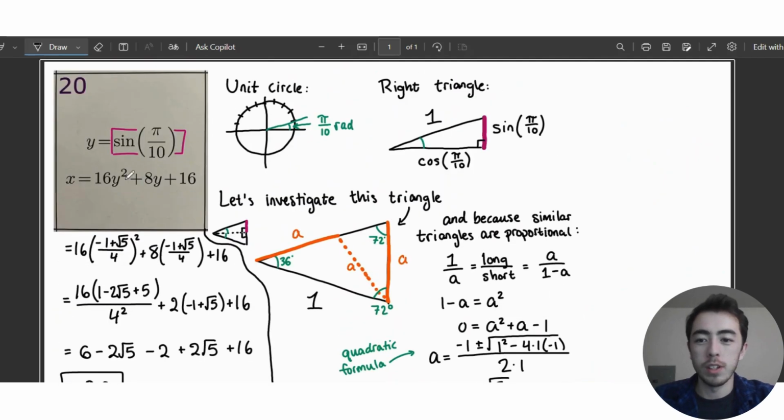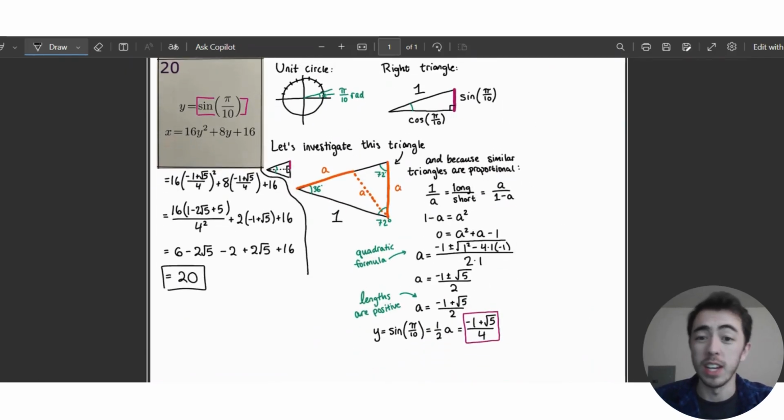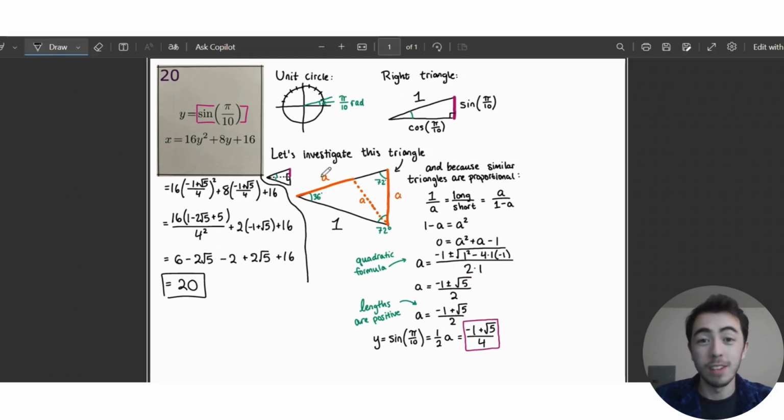I would say the hardest part is finding a good value for sine of pi over 10. That required a lot of creative geometry to figure out a value for that. Once I had the value, it was fairly easy. Just substitute in a value and do some arithmetic, proving that x is 20 today.